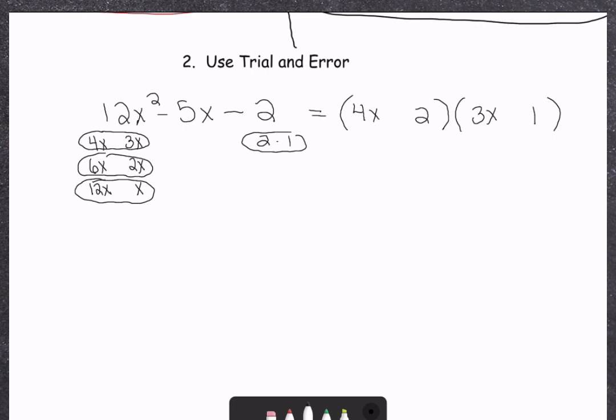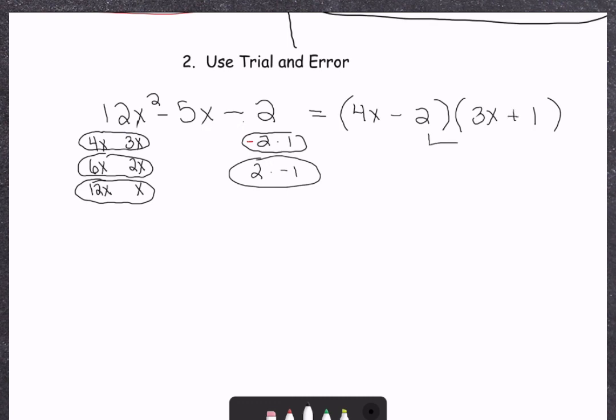I put plus. This is actually negative 2. Y'all probably pointed that out. Y'all are probably watching the video like, wait a minute, that's negative. That's a negative 2. So it's either going to be negative 2 times 1 or 2 times negative 1. So you do have 2 options here. It could be either one of those. So let's start with negative 2 first and see if that works.